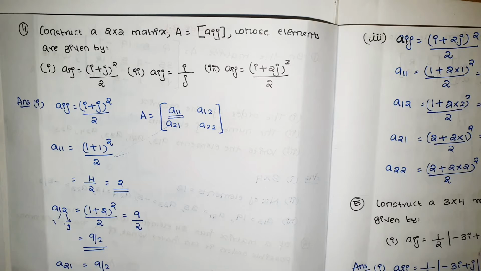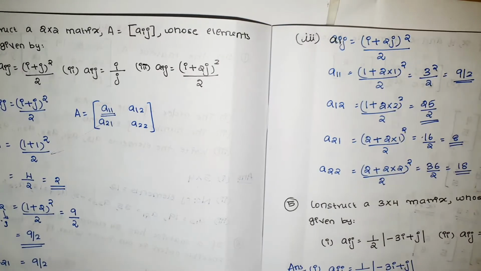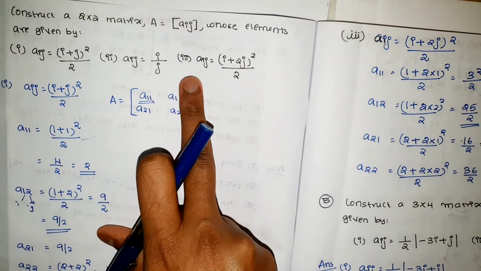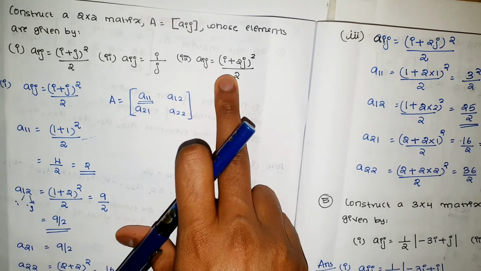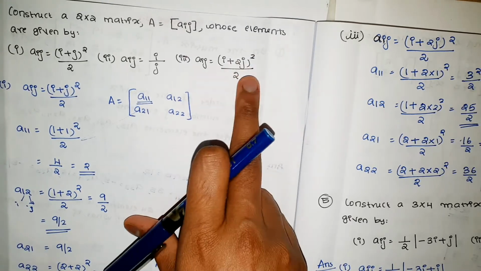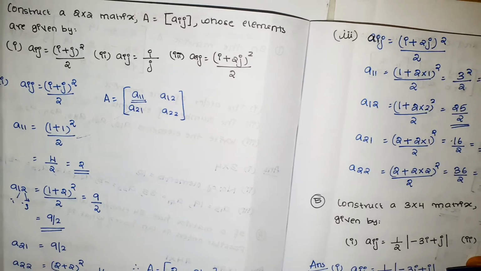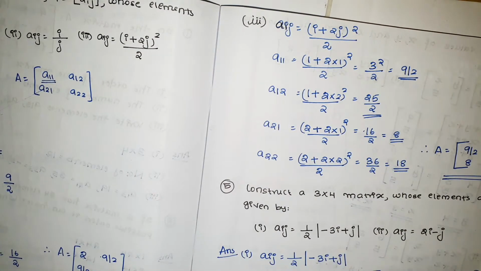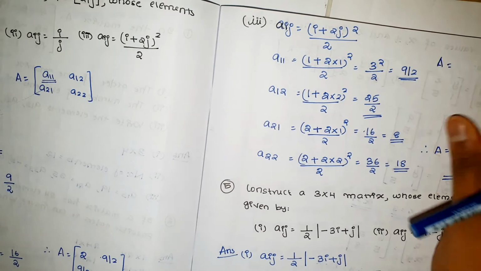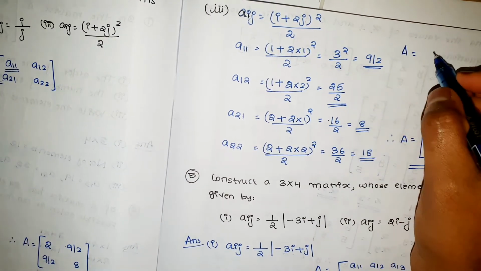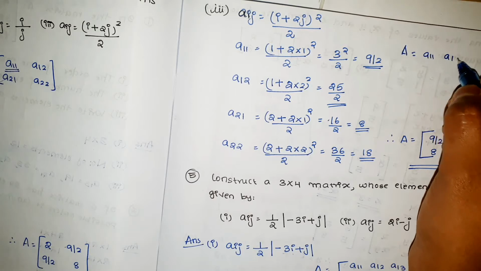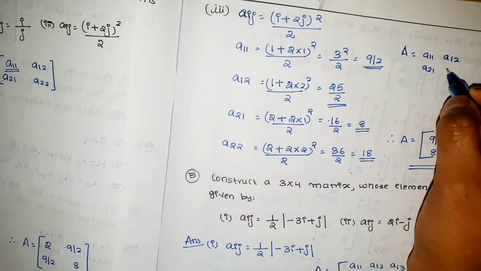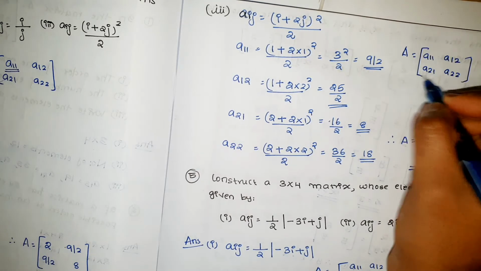Today we are discussing matrices of class 12. We are discussing exercise 3.1, fourth question, third part. So what is the third part? The third part is aij is equal to (i plus 2j) the whole square divided by 2. So this is a 2 by 2 matrix. How can we write the matrix? A is equal to A11, A12, A21 and A22. This is our matrix. Okay.